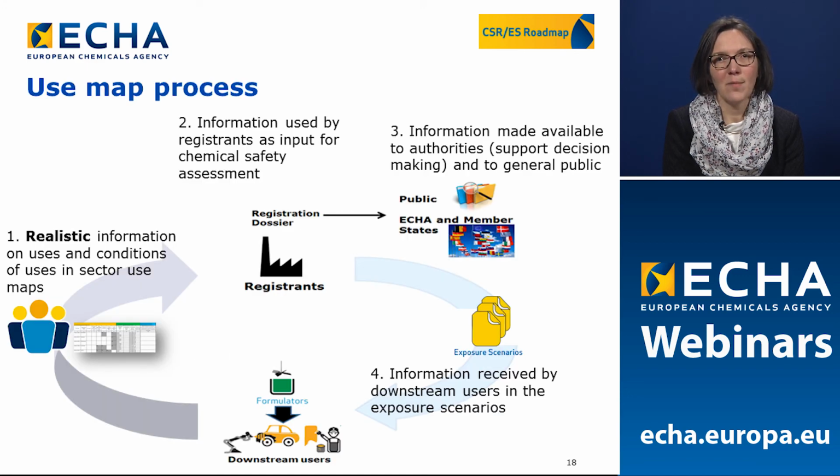This slide aims at illustrating the general flow of information explained before. With use maps, realistic information on use and condition of uses collected by the sector will be used by registrants for the assessment, will be made available to authorities, and will come back to downstream users if demonstrated to be safe. With this approach, the information transferred becomes meaningful for all actors.